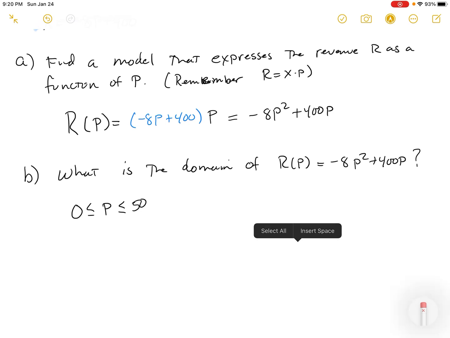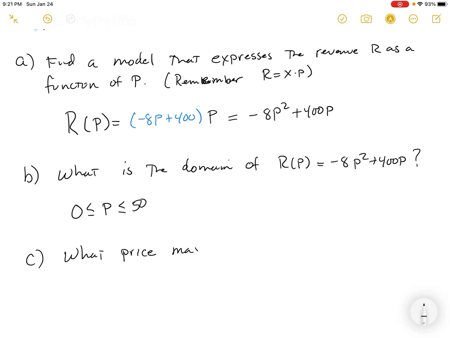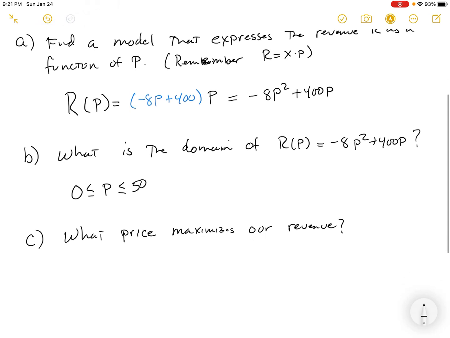context. So how about C? What's C going to ask us? What price maximizes our revenue? Well, you know what this thing looks like. It's an upside down parabola. The revenue function is an upside down parabola, which means it has a maximum. That's why they're asking about a maximum.